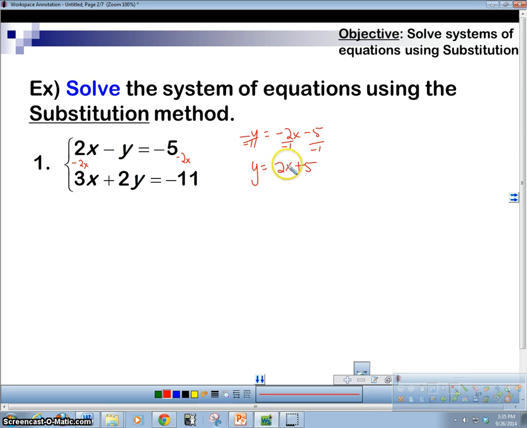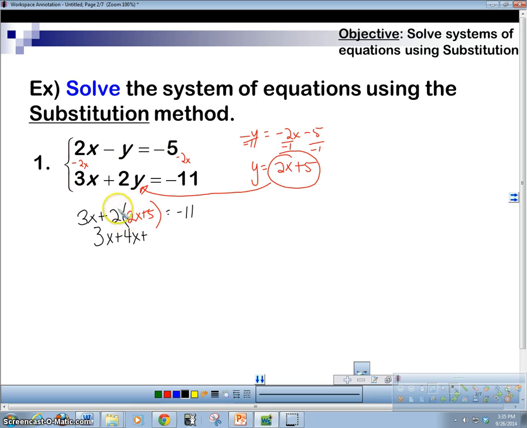Now that I know what y is, I'm going to plug it in for y in the other equation. So I have 3x plus 2 times (2x plus 5) equals negative 11. Now I'm going to solve this for x. So 3x plus 4x plus 10 equals negative 11, distributing. Add like terms.